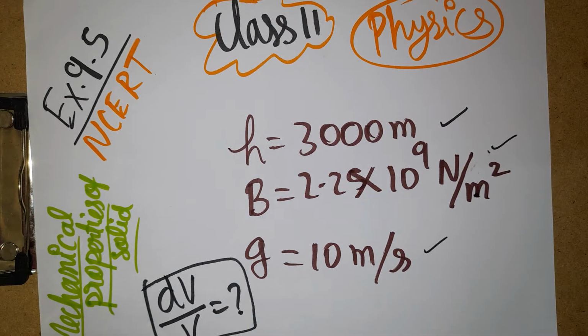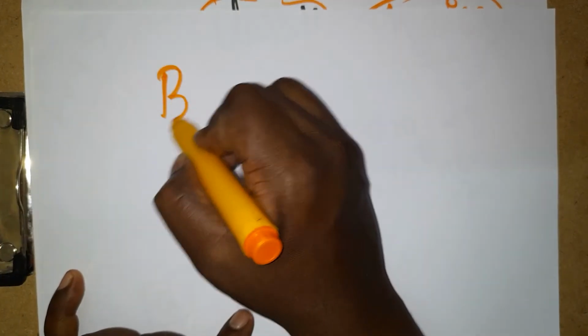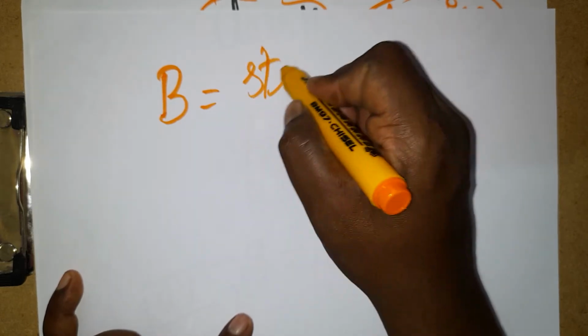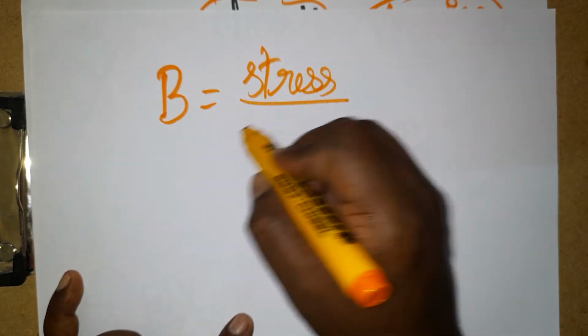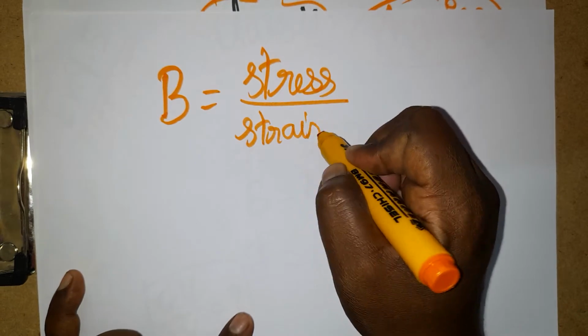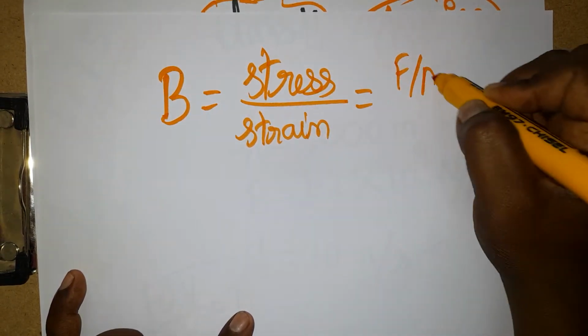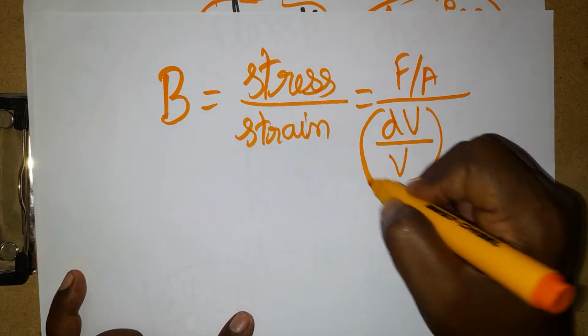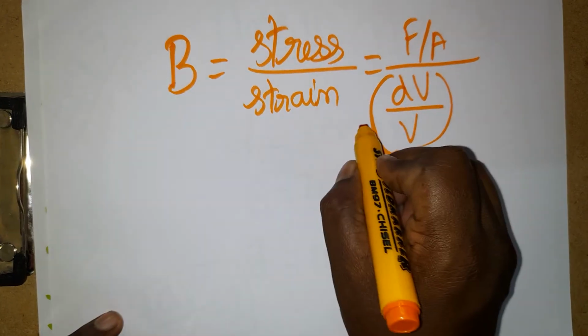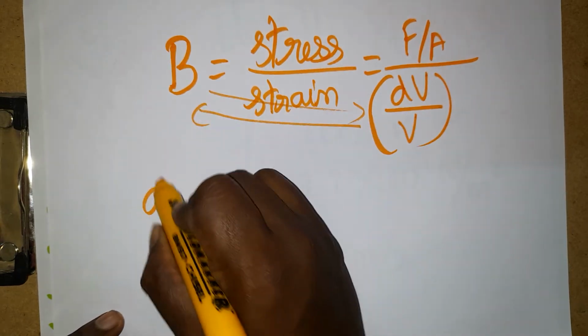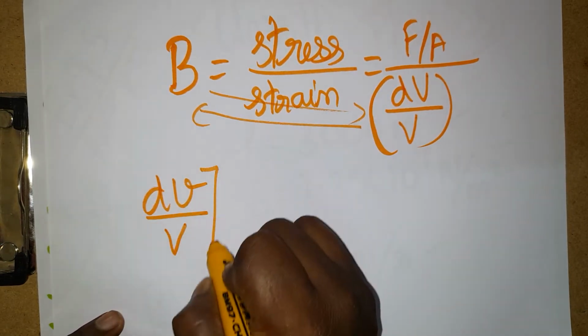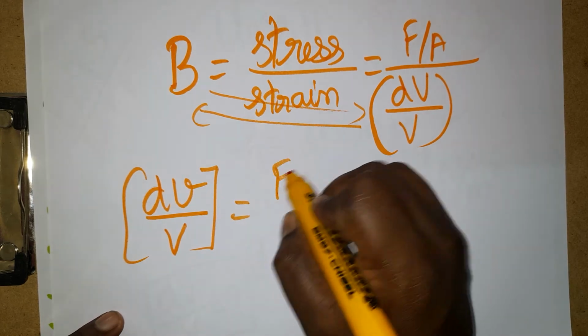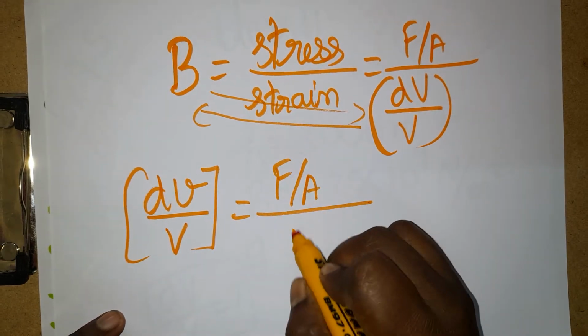See here, first we need to know what bulk modulus is. Bulk modulus of elasticity is stress by strain. What is stress? Force per unit area. What is strain? For bulk modulus, changing volume by original volume. This only they are asking. So you can do the cross multiplication. So dV by V, changing volume by original volume, is equal to force per unit area divided by bulk modulus.